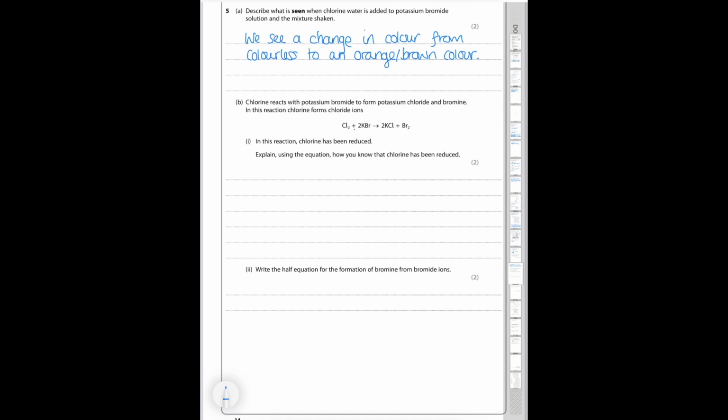So the chlorine has started off as chlorine atoms, so it has a 0 charge, and we can see that in the product it's a chloride ion, so it's Cl minus, which means it's gained 1 electron, and gain of electrons is reduction.